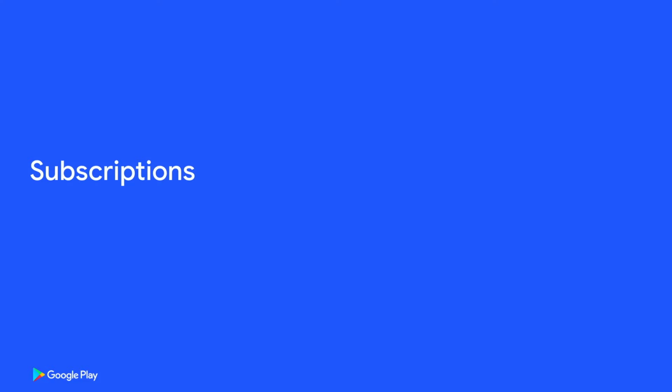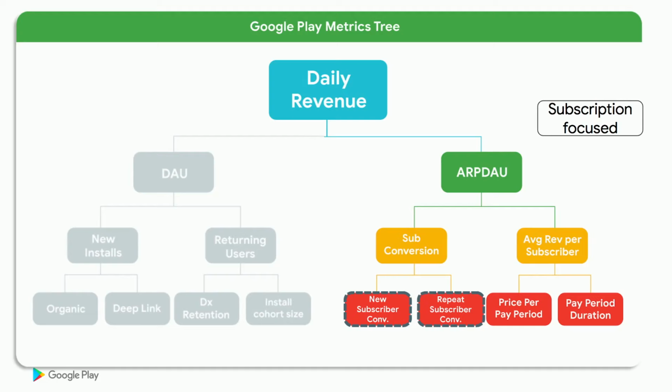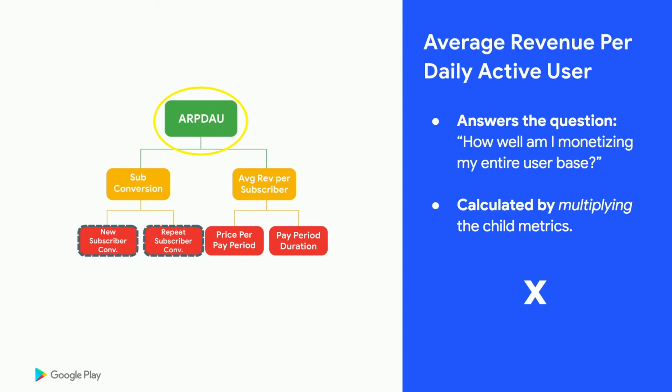But now let's shift gears to subscription monetization model KPIs. Now, the tree on the left is going to stay exactly the same, but you can see the subscription monetization metrics on the right are a little bit different compared to in-app purchases. So let's go through them and call out some of the differences. So again, we still have average revenue per daily active user. However, in this case, we're going to break it out into two metrics related to subscription KPIs. So it's the conversion of your users into subscribers and the average amount of revenue you're getting from your subscribers.